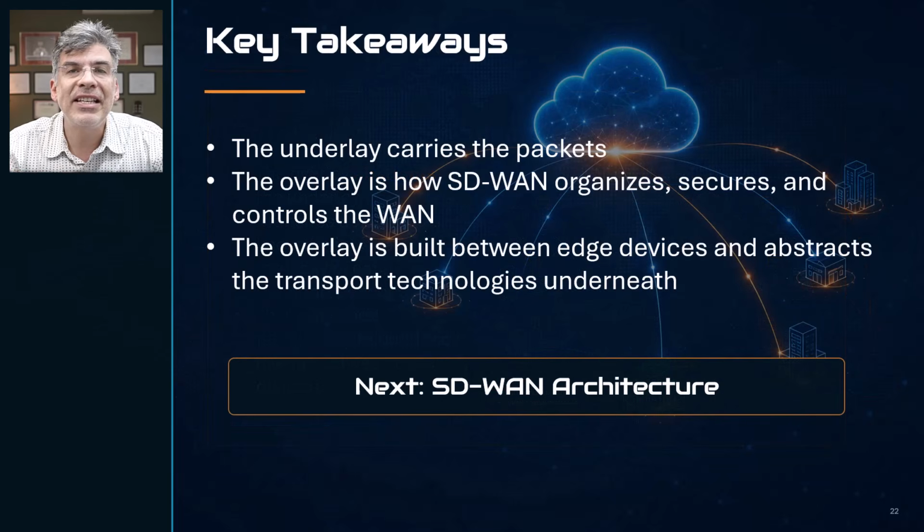Now, the key takeaways in this video are the following. If you want to understand SD-WAN, always separate the underlay from the overlay. The underlay is what carries the packets. The overlay is how SD-WAN organizes, secures, and controls the WAN. The overlay is built between edge devices and abstracts the transport technologies beneath. In the next video, we will build on this idea and look at SD-WAN architecture. We'll explain the management plane, the control plane, orchestration function, and data plane, and we'll see how these roles work together in an SD-WAN environment.